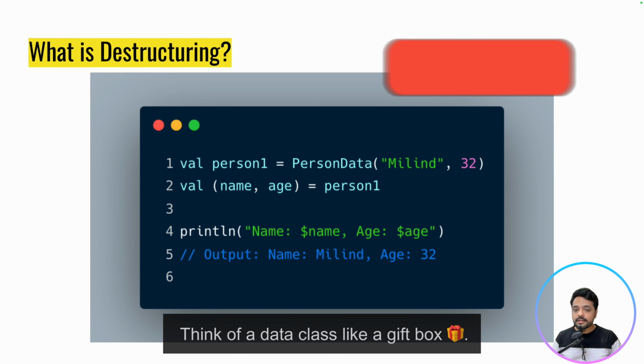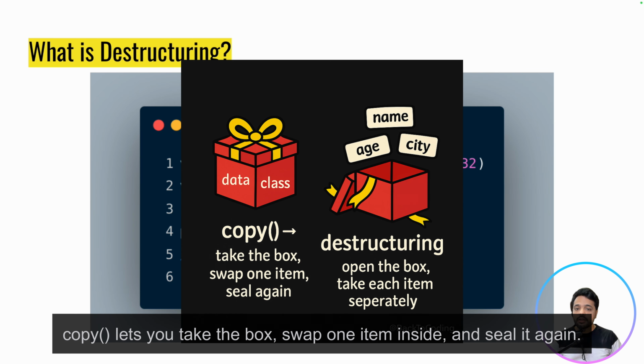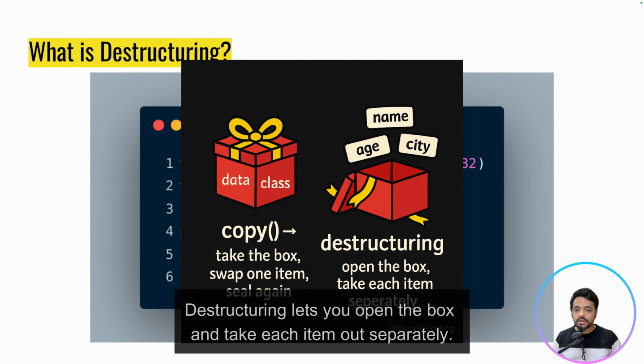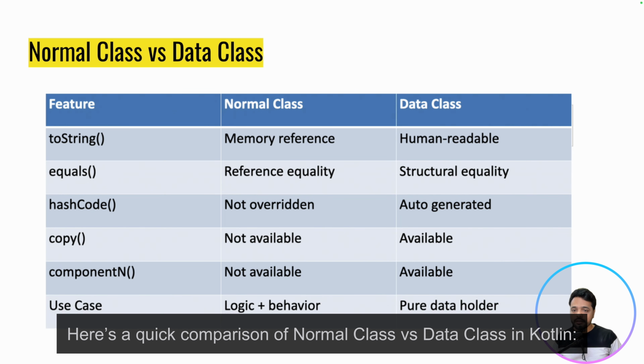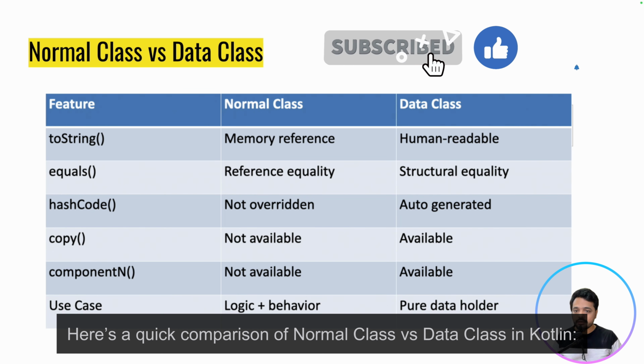Think of a data class like a gift box. Copy lets you take the box, swap one item inside and seal it again. Destructuring lets you open the box and take each item out separately. Here's a quick comparison of normal class versus data class in Kotlin.